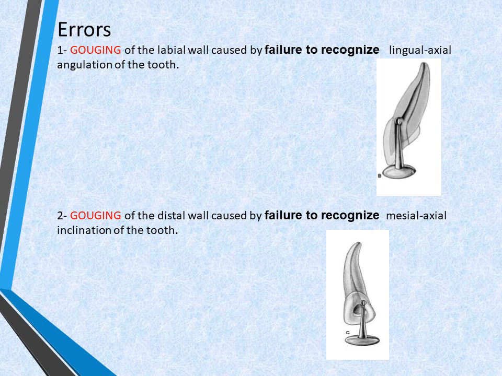The gouging of the distal wall, that is the second diagram, is caused because you have failed to recognize the inclination mesioaxially. So some teeth are actually tilted mesioaxially, because of which if you do not compensate for that by tilting your handpiece accordingly, you will cause gouging of the distal wall.